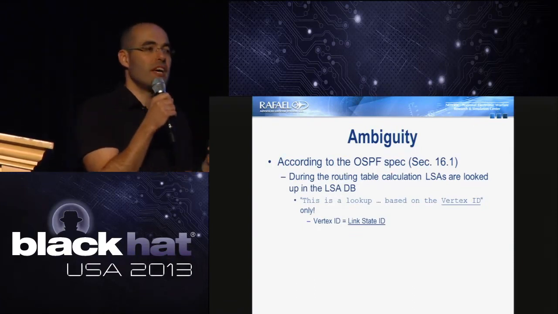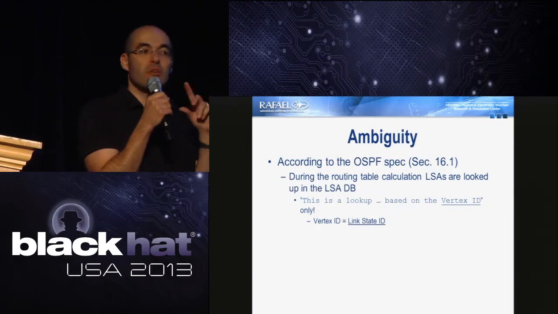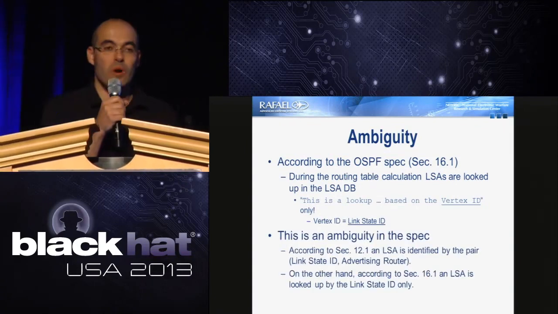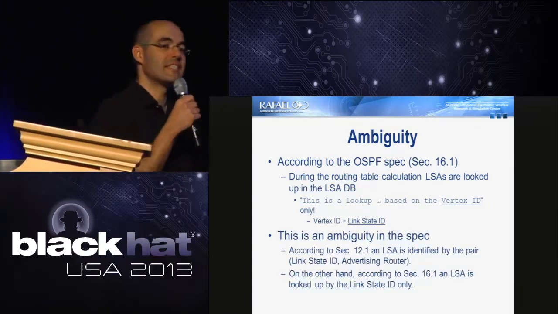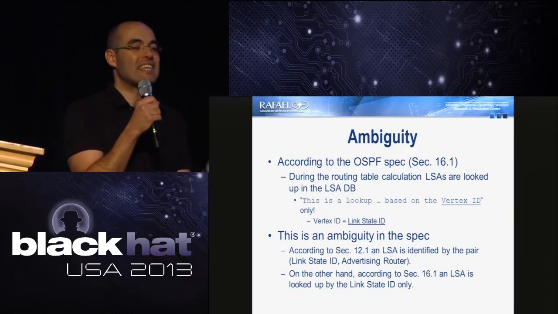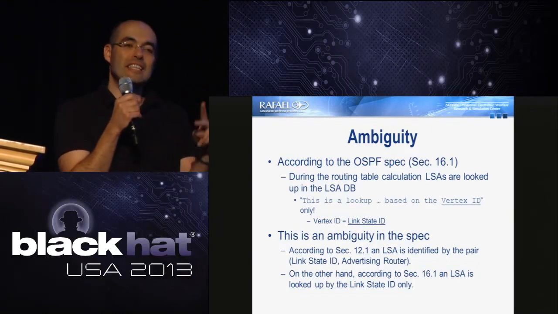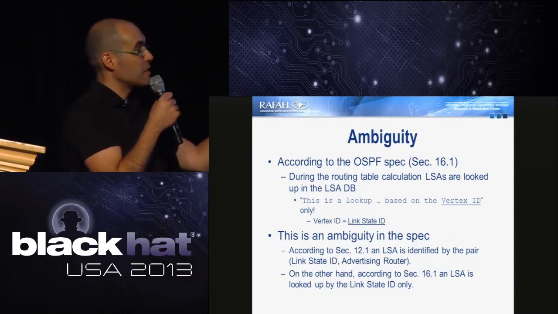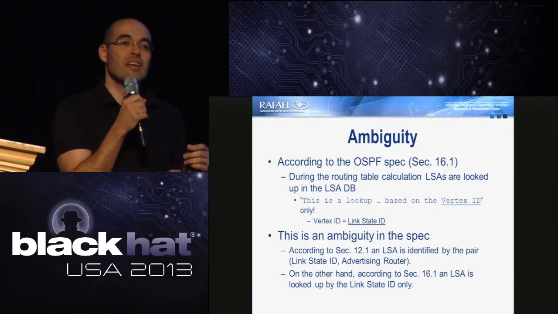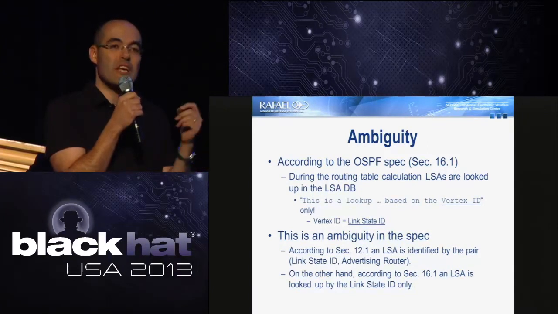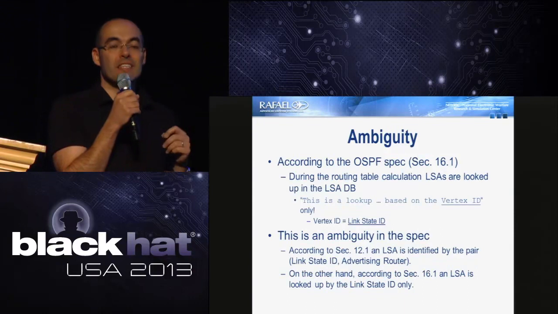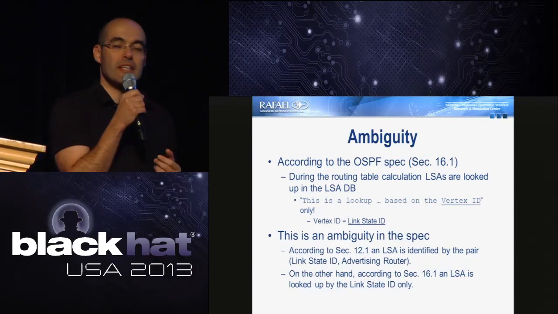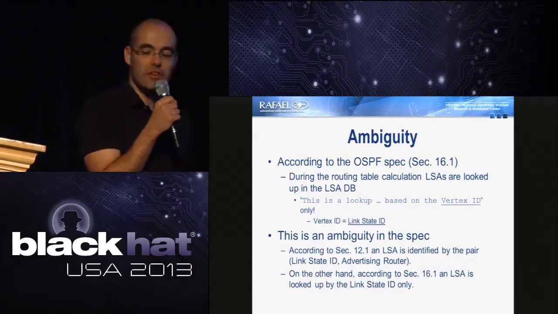So we actually have here a bit of an ambiguity. In the general case, in section 12.1, the RFC says that the LSA is identified by both fields, link state ID and advertising router. However, as you can see here in section 16.1, during the routing table calculation, the LSA is identified only by the link state ID during its lookup in the LSA database. So we have an ambiguity here.